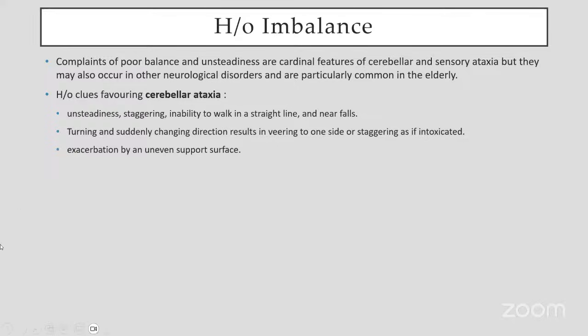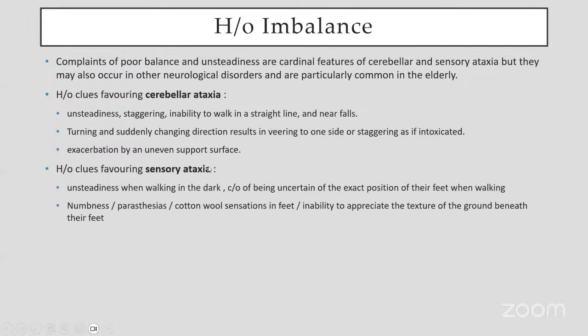Clues for cerebellar ataxia are unsteadiness, staggering, inability to walk in a straight line, and near falls. Turning and suddenly changing direction results in veering to one side or staggering as if intoxicated, exaggerated by uneven support surfaces. For sensory ataxia, we get clues like difficulty or unsteadiness while walking in the dark. Also, complaints of being uncertain of the exact position of their feet while walking. They may give other complaints of sensory problems such as numbness, paresthesia, cotton wool sensation in the feet, or inability to appreciate the texture of the ground beneath their feet.